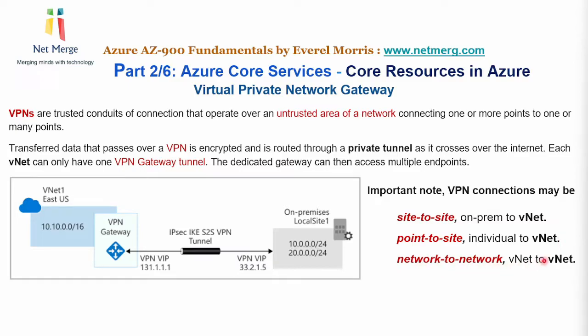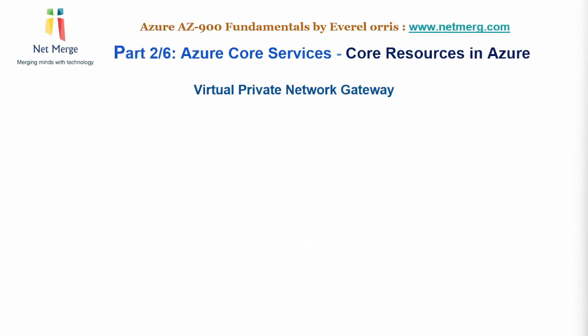Network to network is when you're connecting two networks together, and that is VNet to VNet. So you're connecting two cloud computing sites together. So that's network to network. It's very important that you understand this when we talk about VPN. But just remember, point to site is your endpoint connecting to an Azure site.